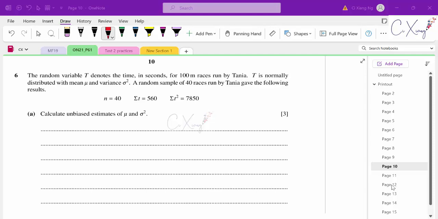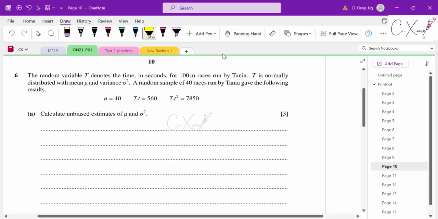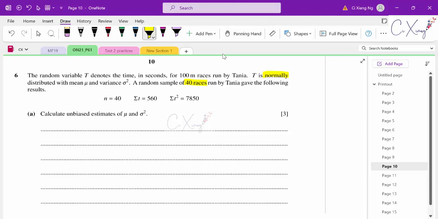Okay, so question number 6. We have a random variable T denoting the time in seconds for a 100-meter race by Tanya. T is normally distributed, so highlight the keyword normally distributed. We have the population mean and also the variance. A random sample of 40 races run by Tanya gave the following results. Calculate unbiased estimates of mu and also the variance.